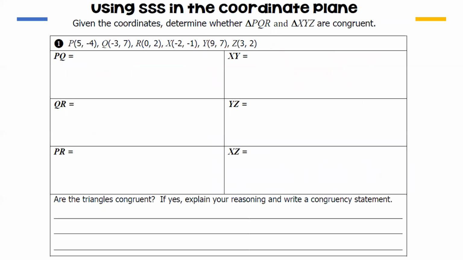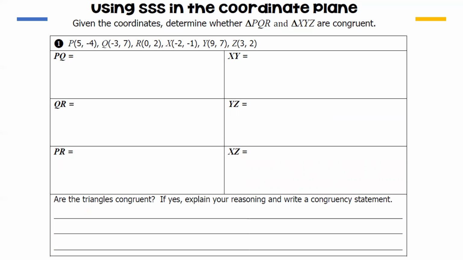All right, now what if they give us points on a coordinate plane? Can we prove that those triangles are congruent? Absolutely. Remember, side, side, side: we need to prove that all three sides of one triangle are congruent to the three sides of another triangle. And congruent means the same length. So what we can do is find the length of all of the sides of each triangle, and if they match, then they're congruent. So we need to use our distance formula.